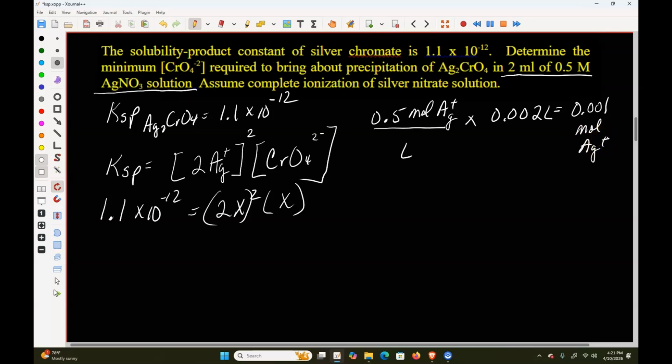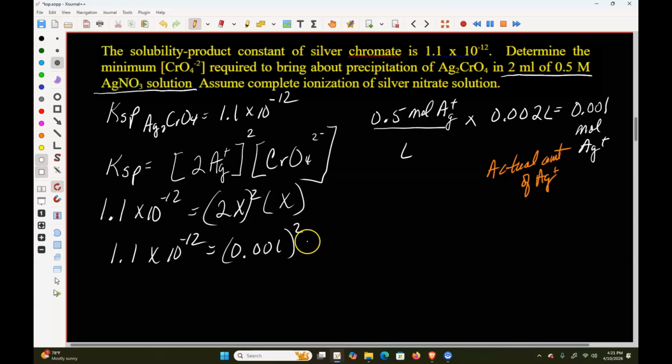That is the actual amount, okay? So we'll write it out. This is the actual amount of silver. Therefore, I'm not going to be multiplying it times 2 here, since it's the actual amount. So it would be 1.1 times 10 to the negative 12 equals 0.001 squared times an unknown amount of chromate. Let's solve for the amount of chromate here.